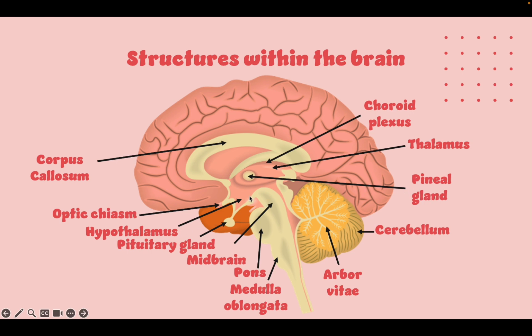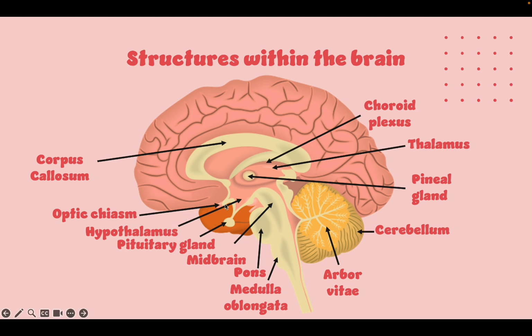And then we have our hypothalamus, which is under the thalamus. And this is a very important structure that communicates with or receives information from all our organ systems. It plays a big role in our endocrine system with our hormones, and it is responsible for our autonomic functions.